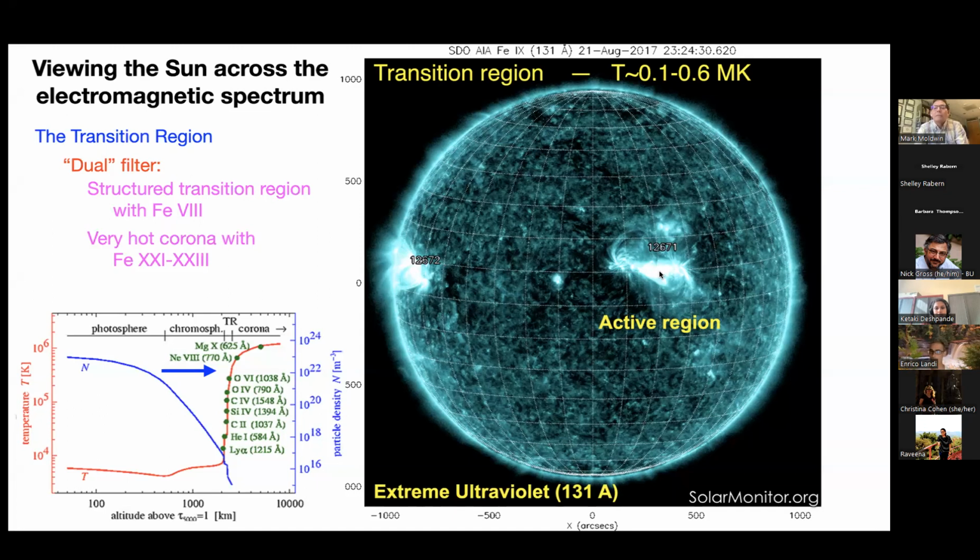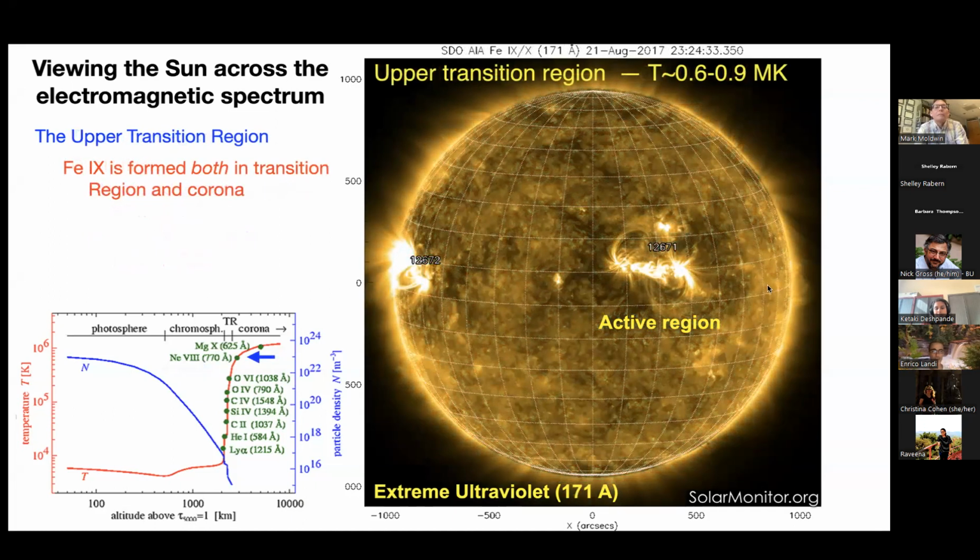Then you want to move on and see higher temperatures. You just have to change the ion from iron 8 to iron 9. Now, iron 9 actually has the electronic configuration of a noble gas, and so it is abundant for a larger temperature range. So it encompasses both the upper transition region and part of the corona.